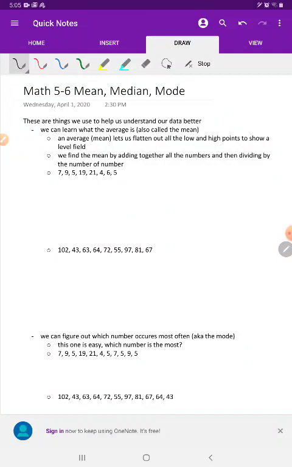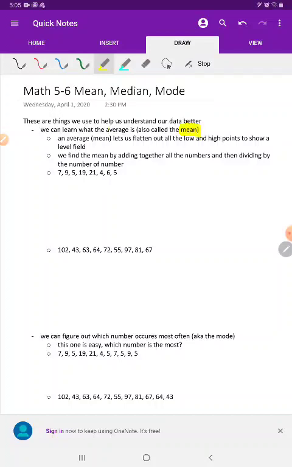Now, all of these things are ways that help us understand data better. Our next unit is going to be on graphing, and we want to use this topic to help us understand how these things work a little bit better, okay? So we're going to start out with something called the mean, right there.